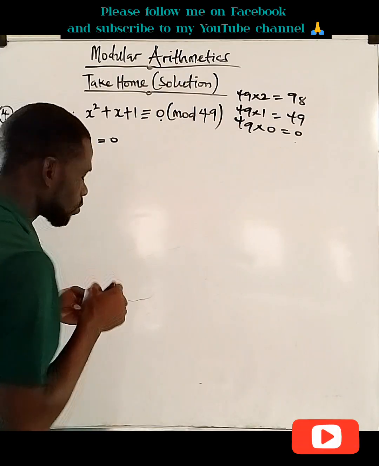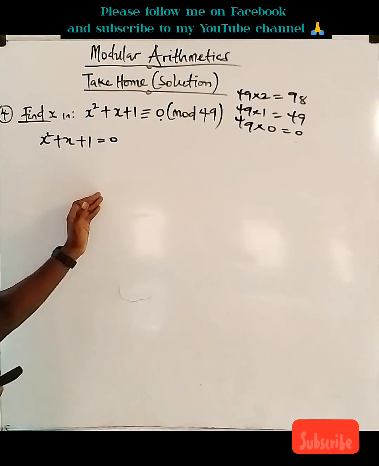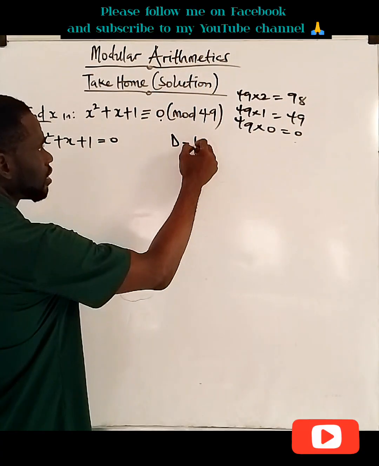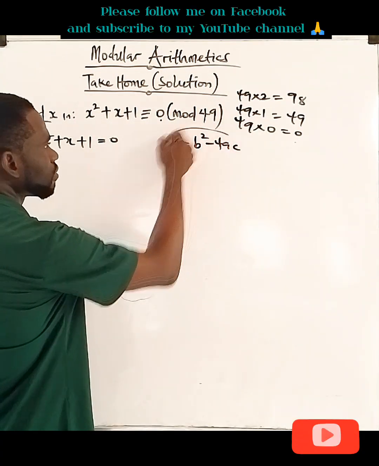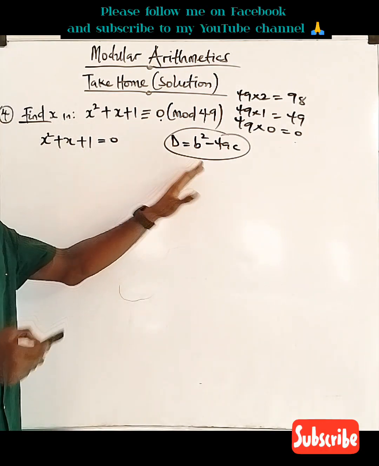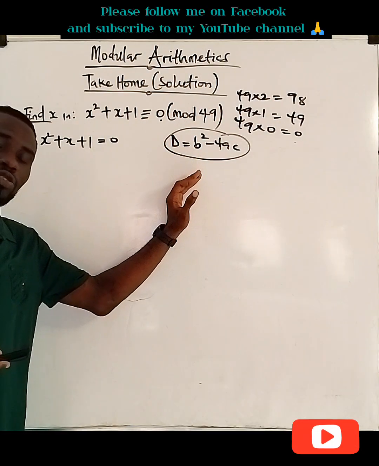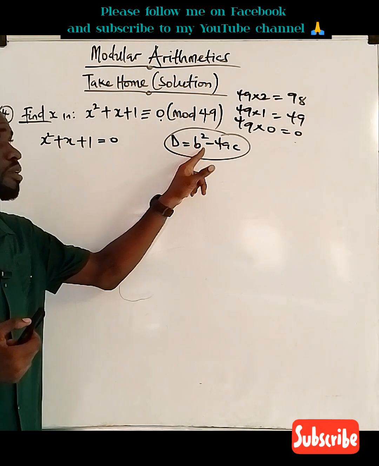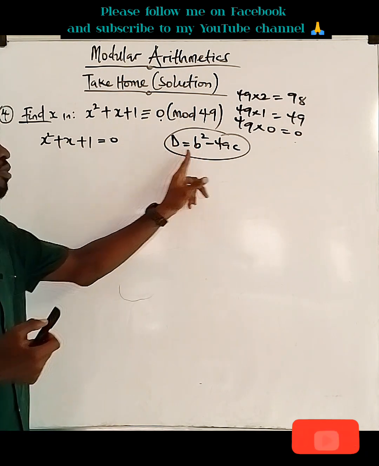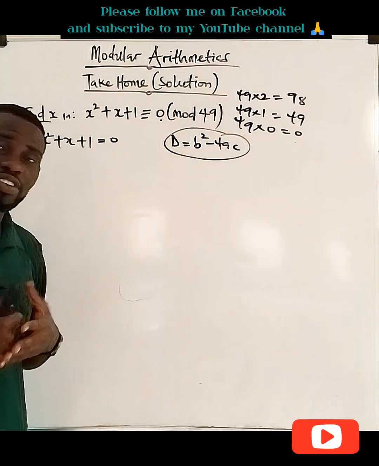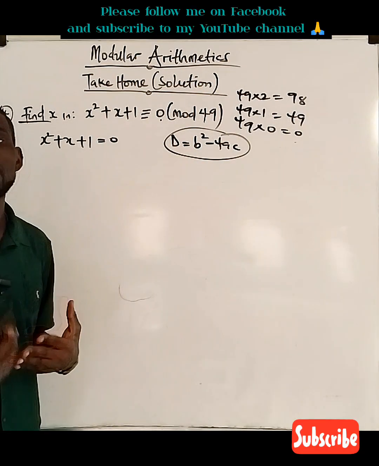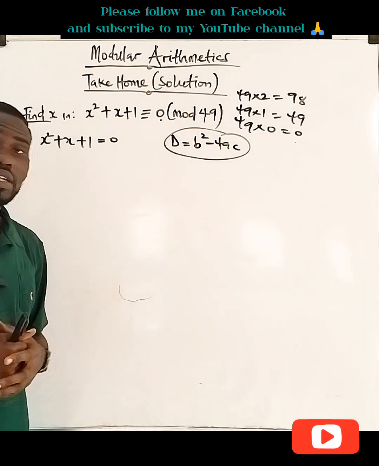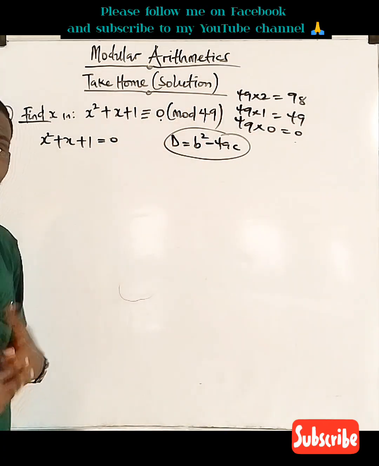So how do we get to know if this equation is solvable or not? We're going to be using our discriminant. The discriminant is D equals b squared minus 4ac. Now, what's the work of the discriminant? It tells us if the roots of an equation are real or not real. That is, if we put in the coefficients and get a result less than 0, it means we have an unreal root. That root will give us a complex number result.